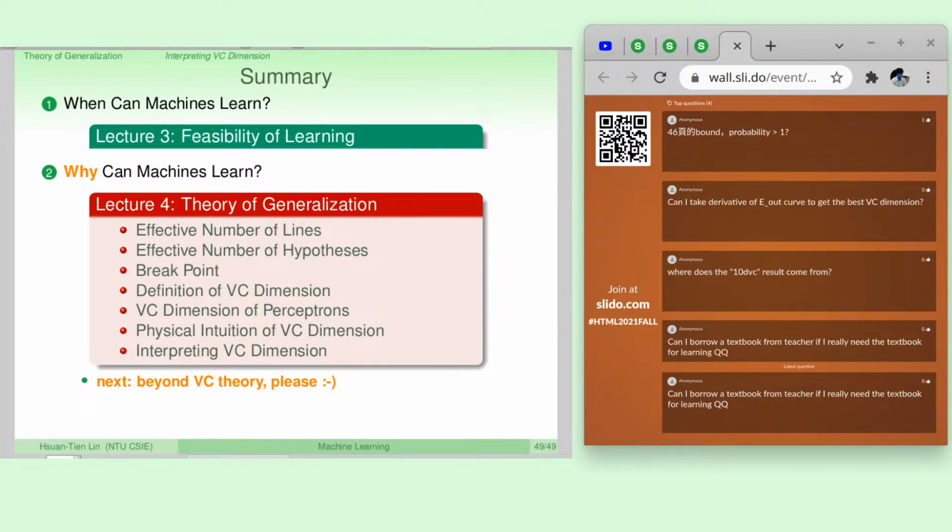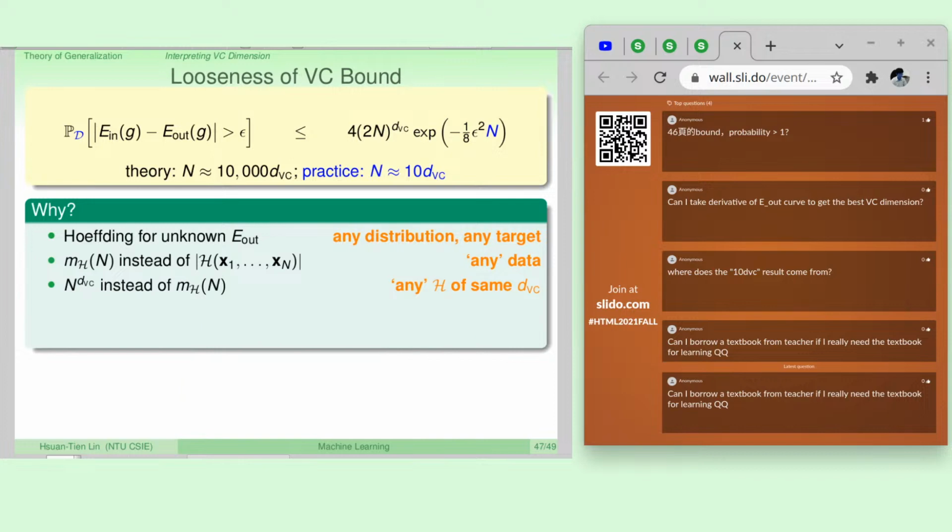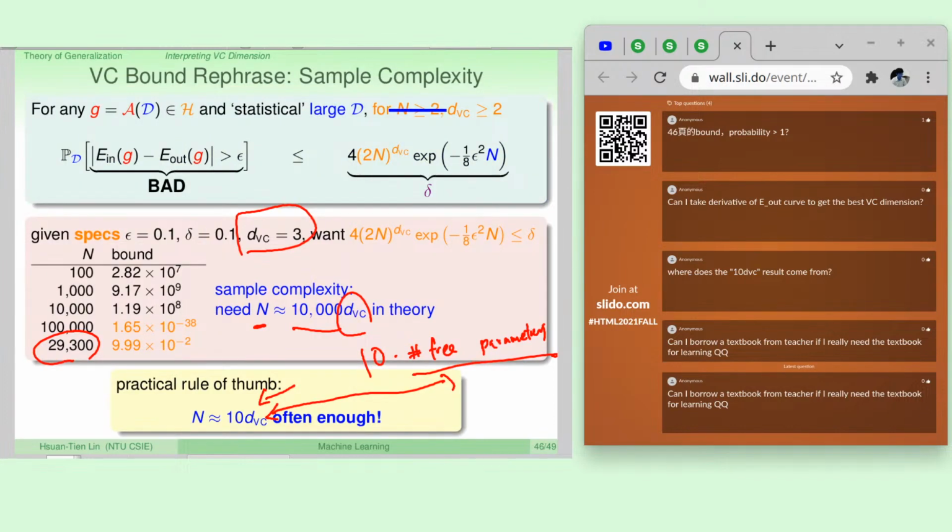And the bound on page 46 can be bigger than 1. Yes, that's definitely what you can see in the VC bound there. This value, if you put in a very small n and so on, can actually give you something bigger than 1, which is of course nonsense, or the bound is not that reasonable. We use this to illustrate the looseness of the VC bound.